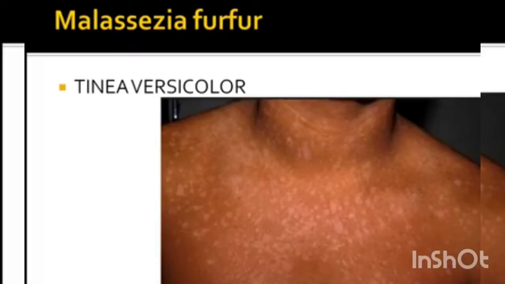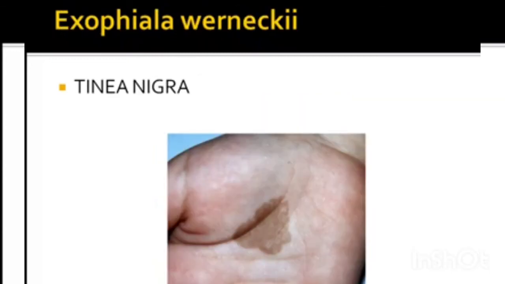Superficial mycosis. The fungi is Malassezia furfur, and it forms a rash that consists of multiple hyperpigmented and hypopigmented areas. This is termed as tinea versicolor. The second is Exophiala werneckii. It forms dark patches on different areas of the body, and this type of rash is called tinea nigra.